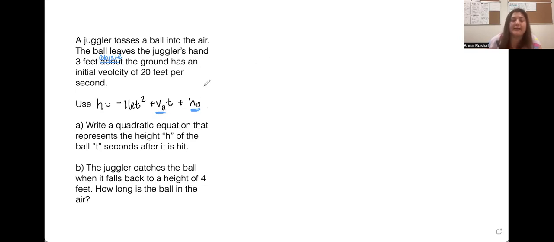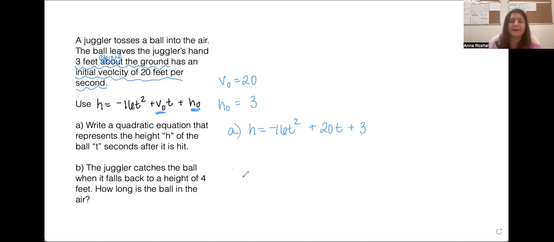So when we look at our initial velocity, we're told that it has an initial velocity of 20 feet per second. So my VO is going to be replaced by 20. When we look at our initial height, we know that 3 feet above the ground is an initial height. So my HO is going to be 3. So for part A, if I were to rewrite this equation, I would end up with H equals negative 16t squared plus 20t plus 3. So that's going to be my answer to A.